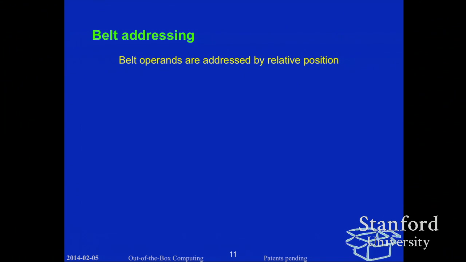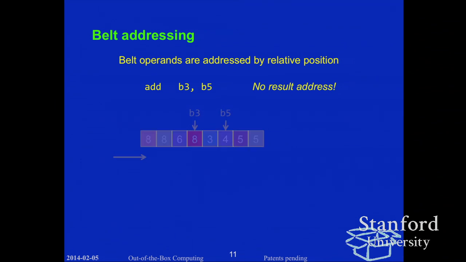Addressing into the belt is addressed by relative position. So this, for example, might be an assembly language operation. This says add B3, belt position 3, to belt position 5. Note no destination. The results are implicitly dropped on the front. The B3 and B5 are there.